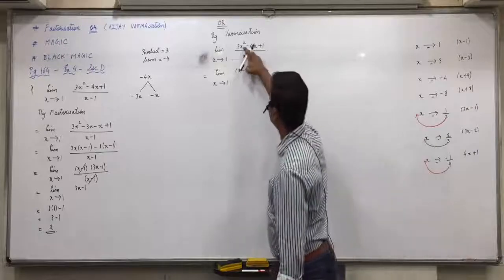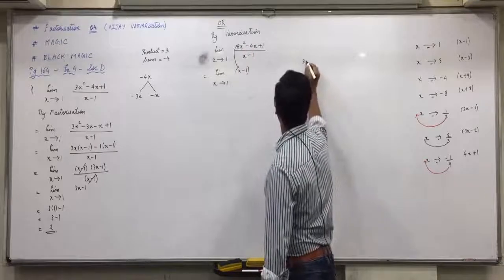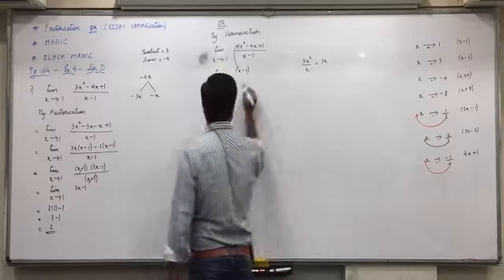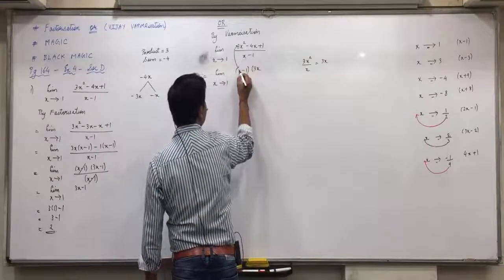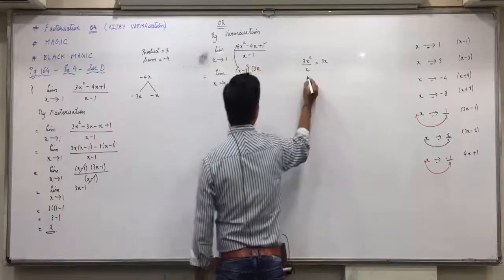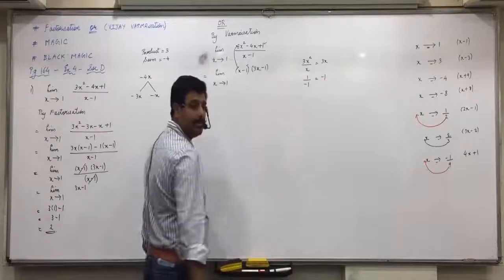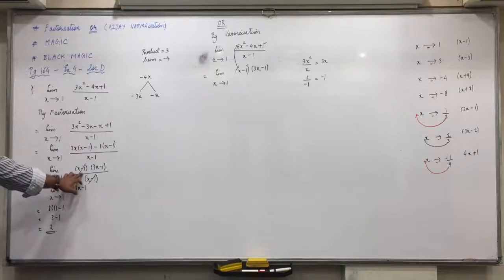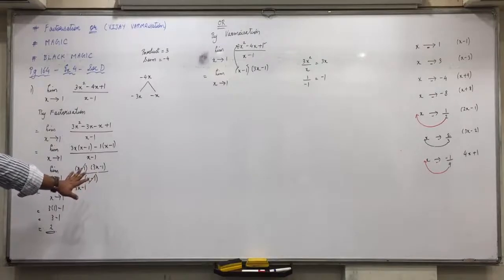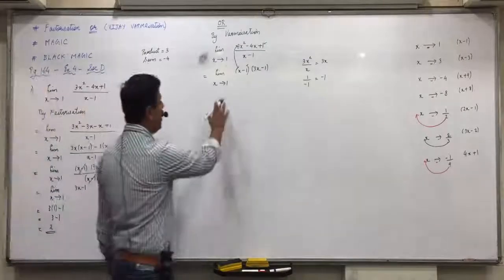For example, what is the first term? And here what is the first term? 3x square divided by x is 3x. First term divided by first term. Last term divided by last term. What is 1 divided by minus 1? X minus 1, 3x minus 1 directly. No need to do factorization in between. Okay? X tends to 1.